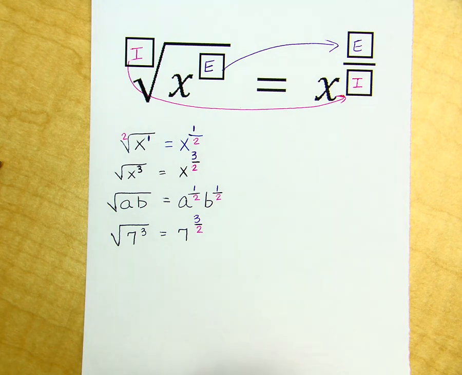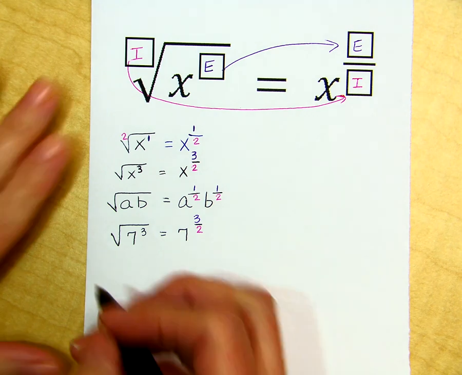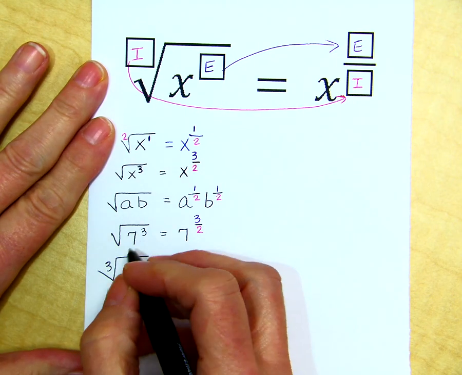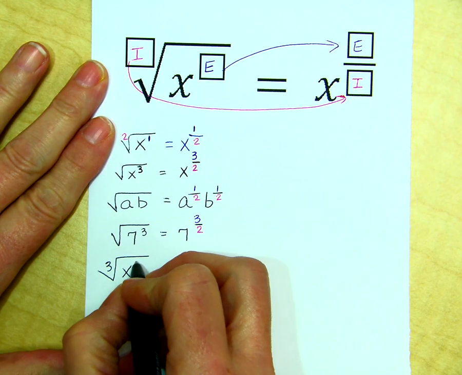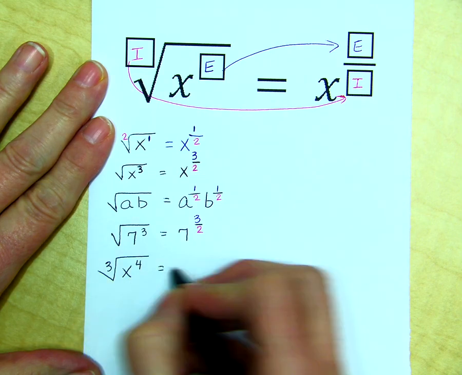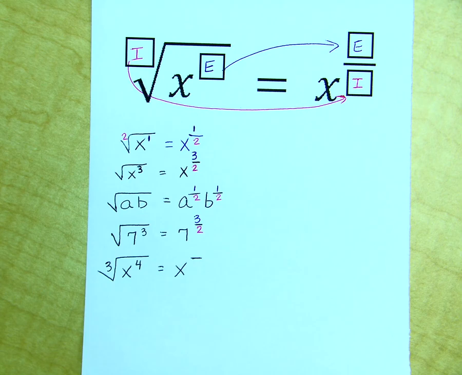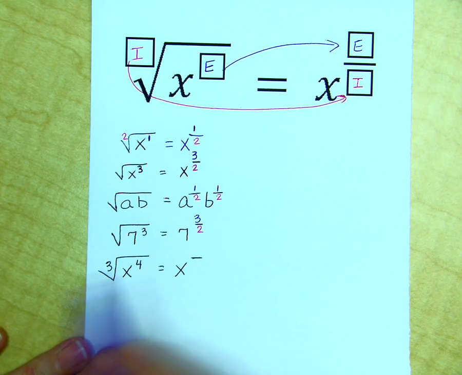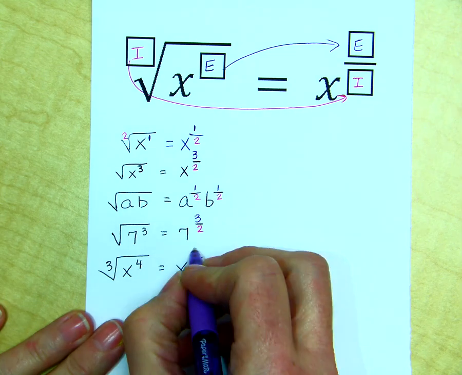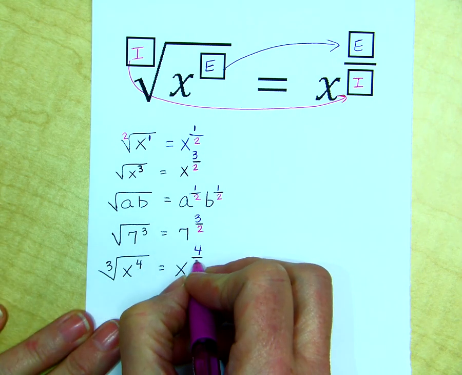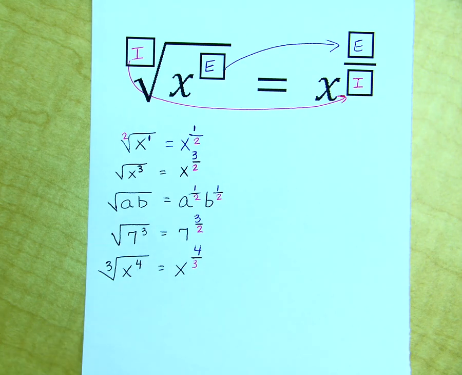Let's do an example of something other than a square root. So let's try the cube root of x to the 4th power. And we are going to write this in rational exponential form. So our base stays the same. Our exponent is a 4. That goes in the numerator. Our index is a 3. That goes into the denominator.